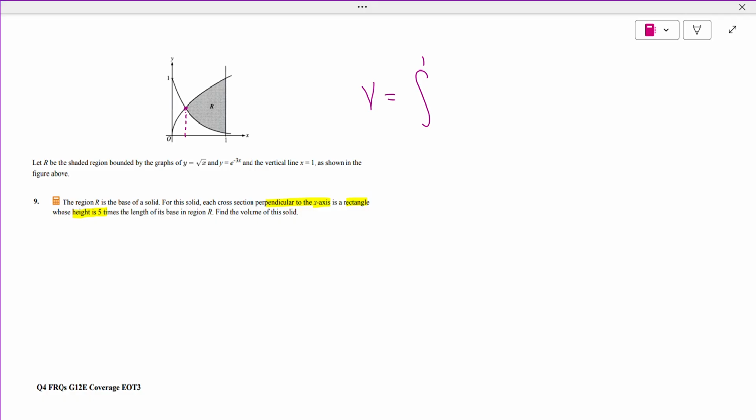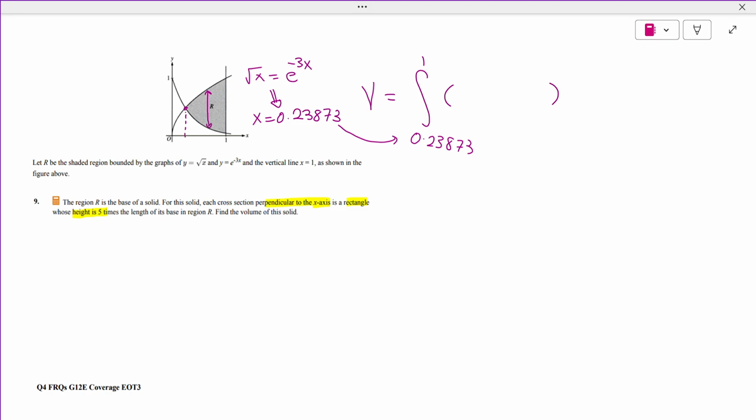To find the intersection points, you can use your graphing calculator, or you can set the two functions equal to each other and then solve for x. You will get x equals 0.23873. This is the number that goes here. Now, the width or the length of the base should be the difference between the two functions.